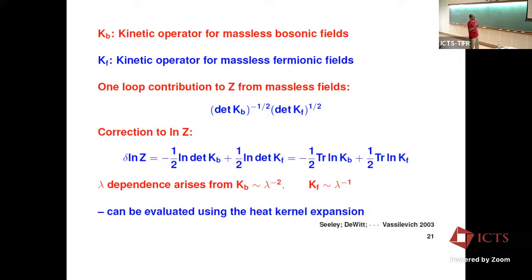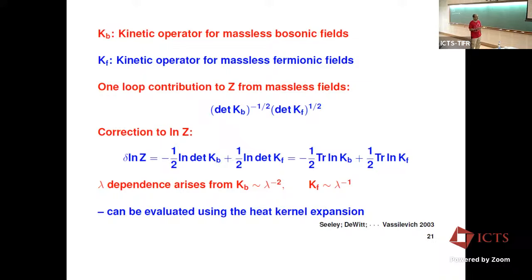So let's denote by Kb the kinetic operator for massless bosonic fields, and by Kf the kinetic operator for massless fermionic fields. Then we know that the one loop contribution to Z, here we are again doing the gravitational path integral, from the massless fields will be given by determinant of Kb to the minus half times determinant of Kf to the half. This is a contribution to Z, so the correction to log Z that you get from this one loop determinant is obtained by taking the log of this, which is here, and then you can also rewrite this as a trace of log of these.